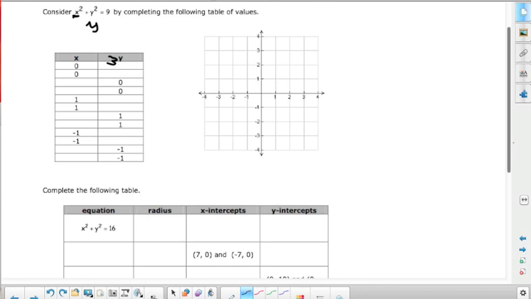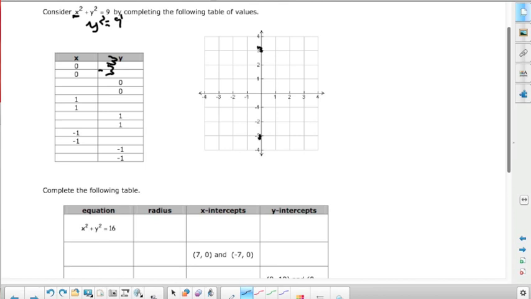So basically we would have y squared is equal to 9, right? Because x is 0. So how do we solve for y? We take the square root. So we get 3 and we get negative 3, because when we take a square root, we get positive and negative, right? So we just take that and we're going to plot it. 0, 3 and 0, negative 3 right there.